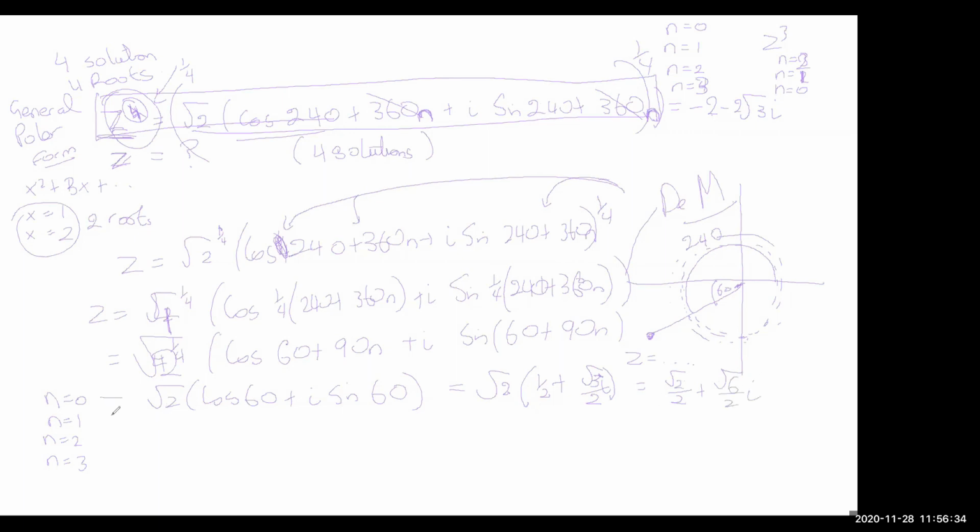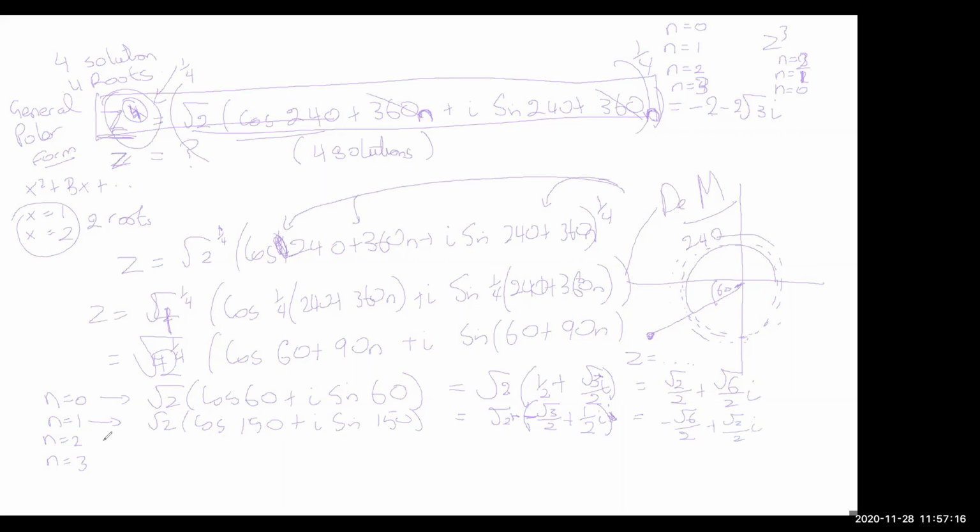Then the next one is when n is equal to 1. It's root 2 into cos of 60 plus 90, so it's 150, plus i sine 150. And that's going to be root 2 times minus root 3 over 2 plus a half i, because sine of 150 is a half, which ends up being minus root 6 over 2 plus root 2 over 2 i.